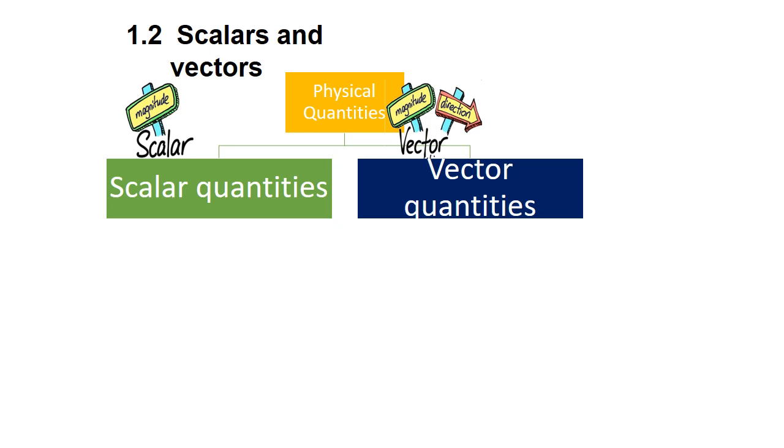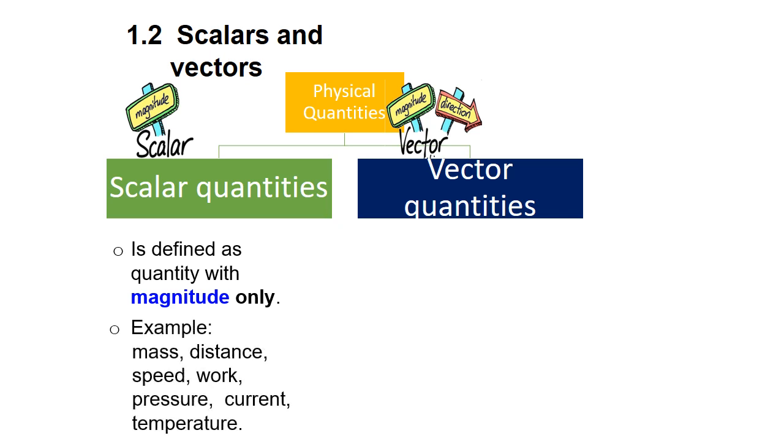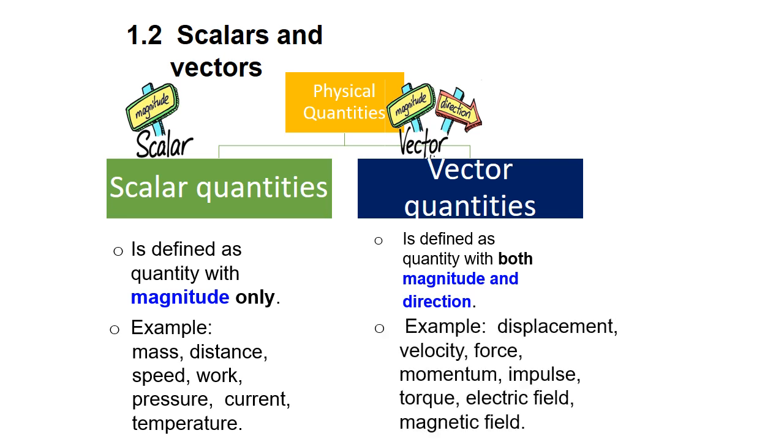1.2 Scalar and vector. Physical quantity can be divided into two types, scalar and vector. Scalar quantity is defined as quantity with magnitude only. Examples: mass, distance, speed, work, pressure, current, temperature. Vector quantity is defined as quantity with both magnitude and direction. Examples: displacement, velocity, force, momentum, impulse, torque, electric field, magnetic field.